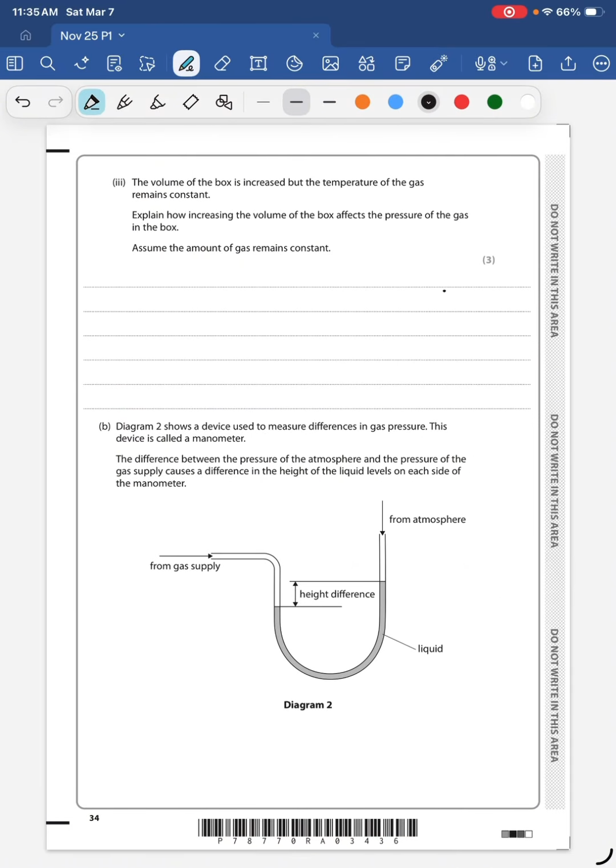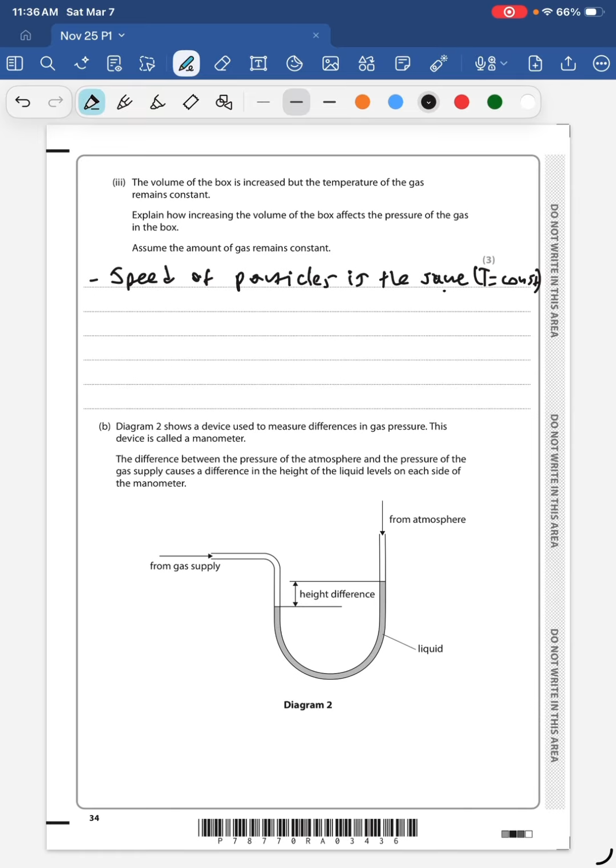Okay, part 3. The volume of the box is increased, but the temperature of the gas remains constant. Explain how increasing the volume of the box affects the pressure of the gas in the box. Assume the amount of gas remains constant. So the speed of particles is the same as before, because T is constant. Okay, that's the first key.